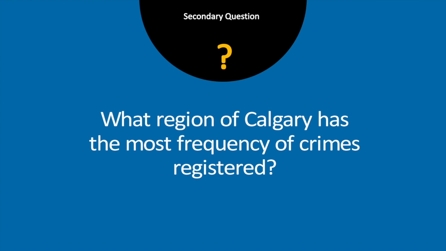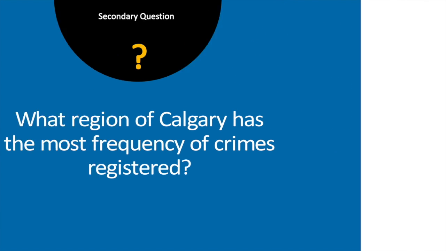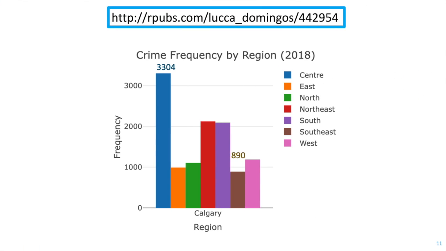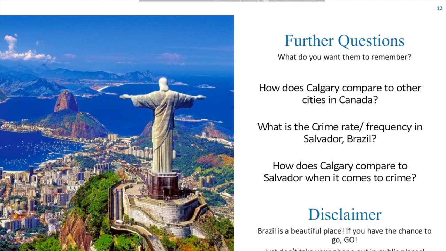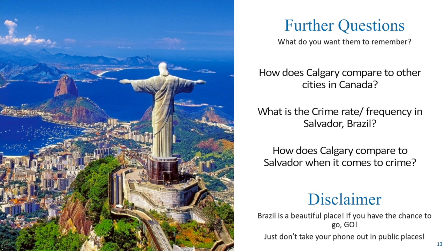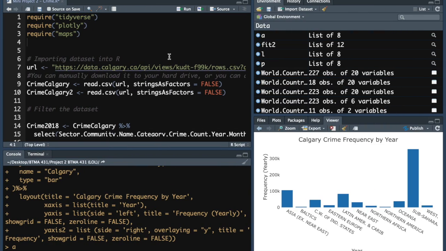I wanted to see what region of Calgary has the most frequency of crimes registered, and I also made this bar graph that contains all the regions. And this is just the community crime map I was talking about earlier, and these are some further questions to analyze. So now moving on to the code.